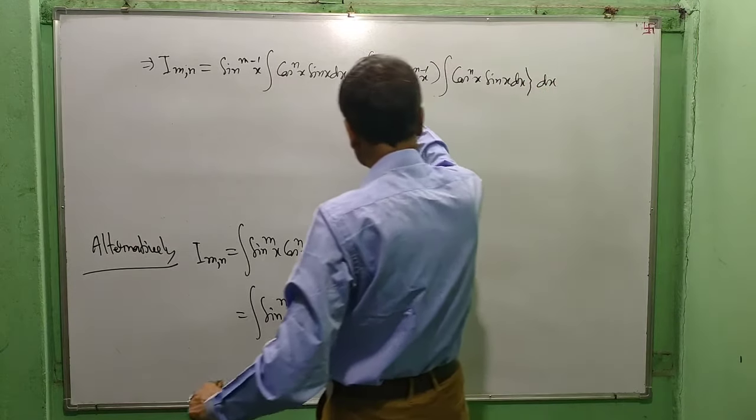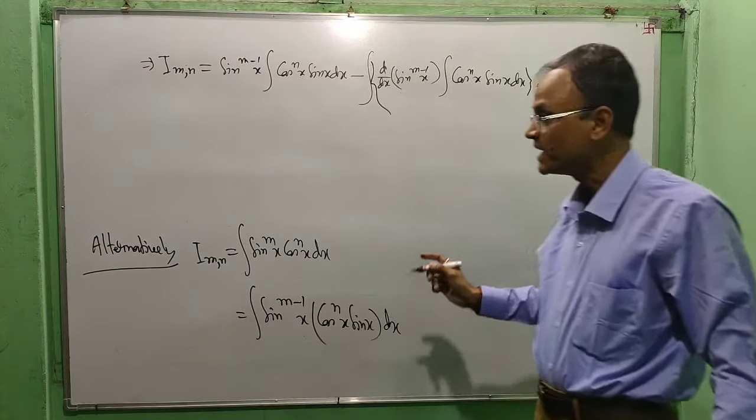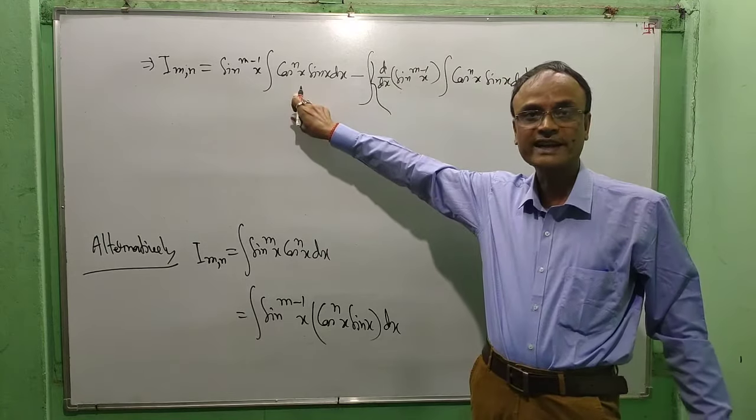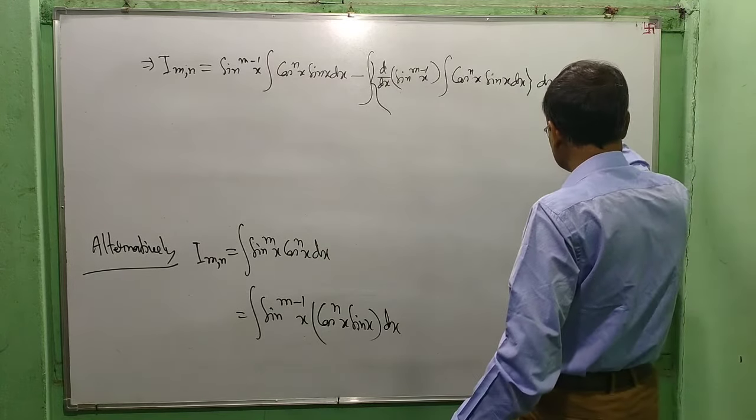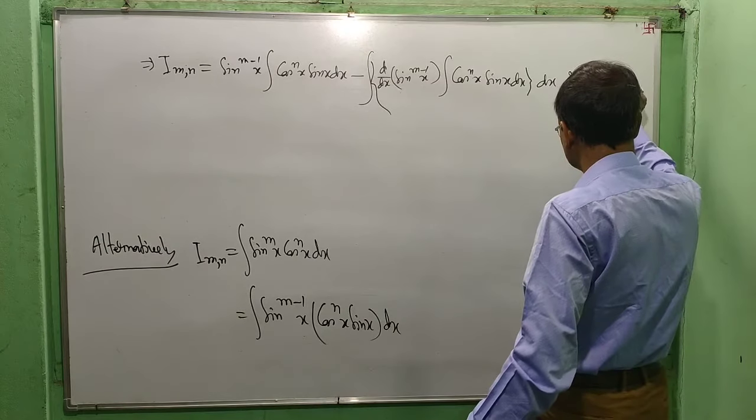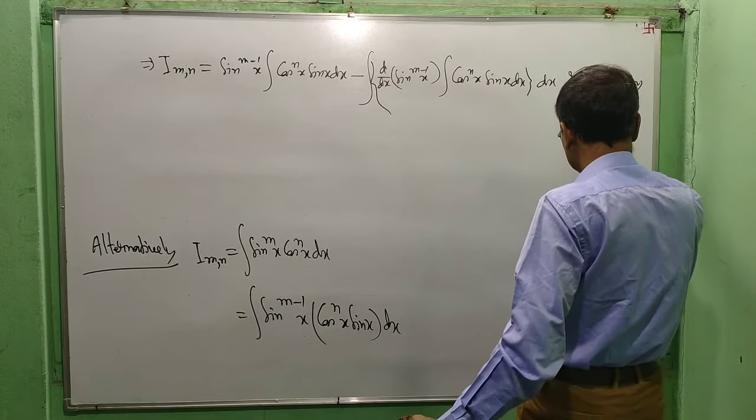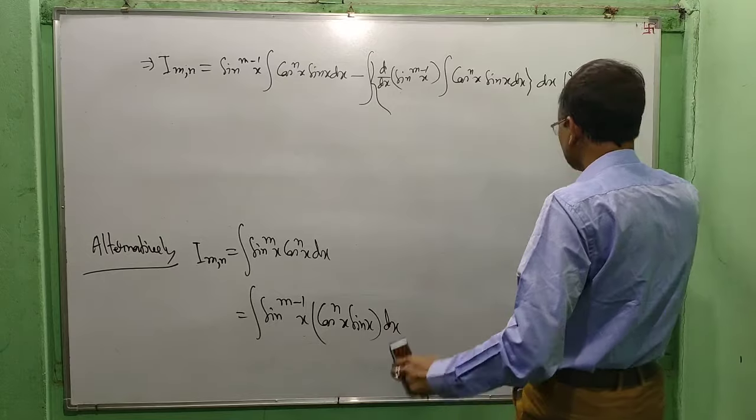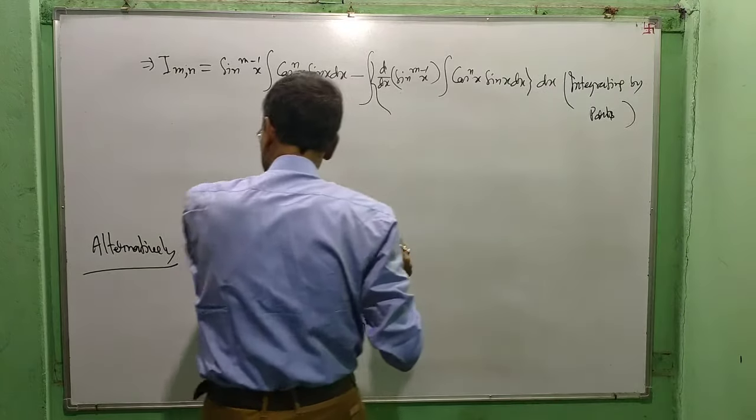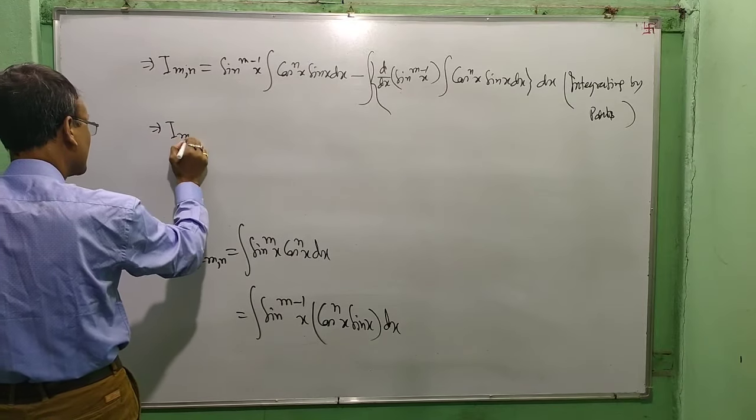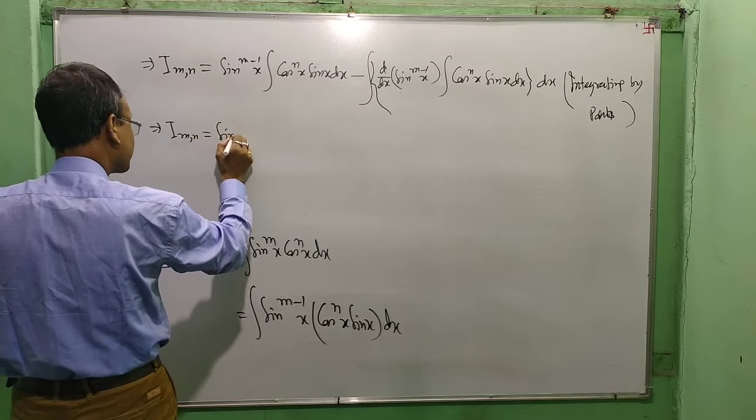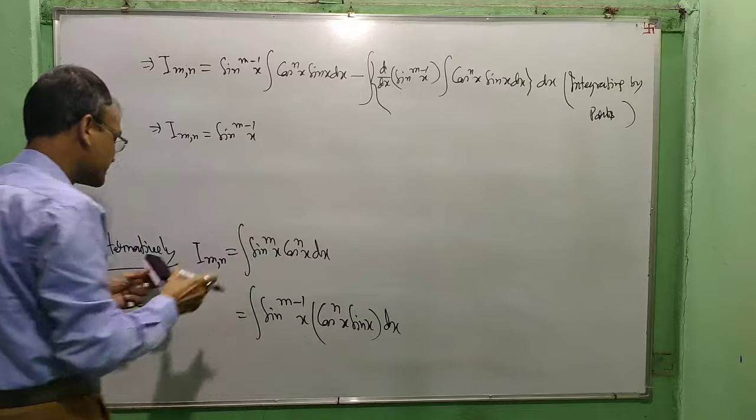The integral of this: integrating by parts, regarding cos to the power n x sin x as the second function. Integrating by parts. This means I_mn equal to sin to the power (m minus 1)x.